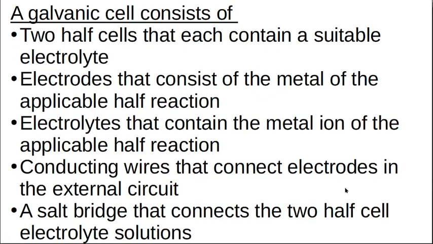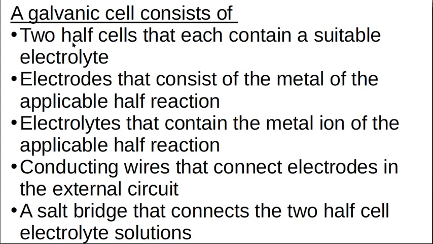So how do you know you've got a galvanic cell? What must be set up? There are certain specific conditions that you need to know about for how these cells work. The first thing is you have two half cells, and they've each got an electrolyte in them. Whatever the electrolyte is, the electrode in that electrolyte is normally the metal of the electrolyte, so electrodes consist of the metal of the applicable half reaction.